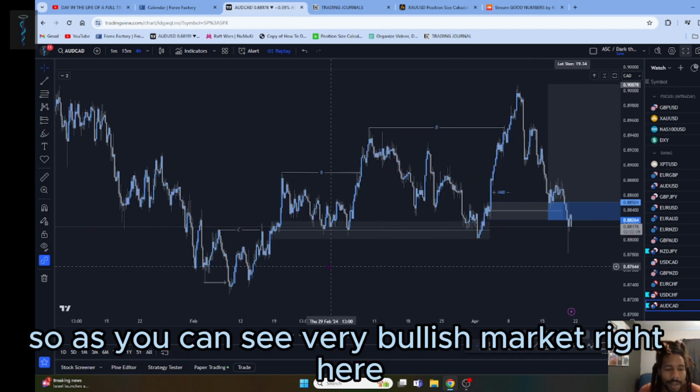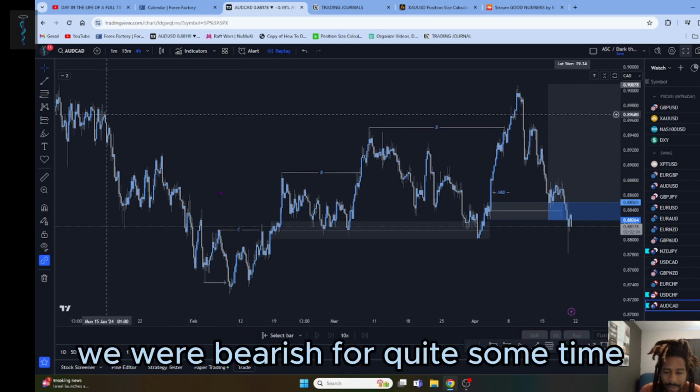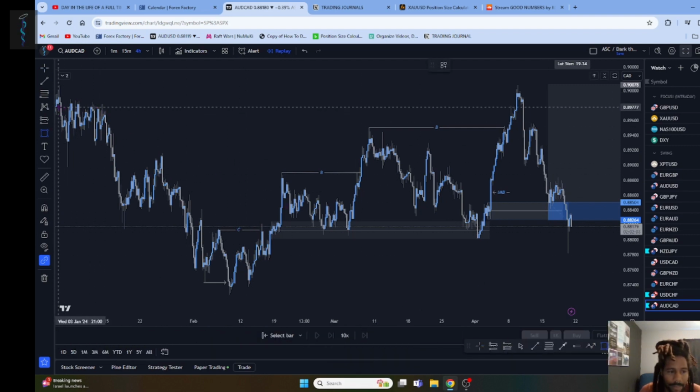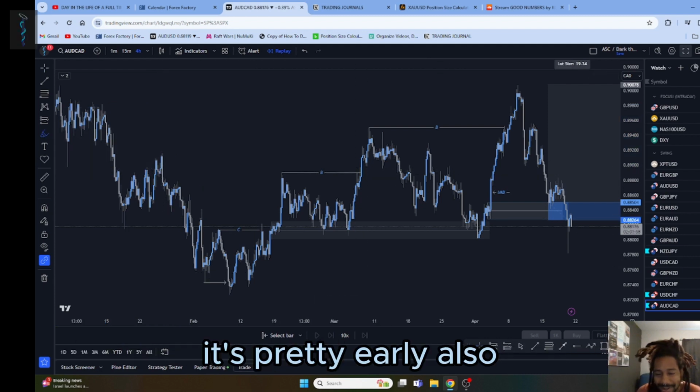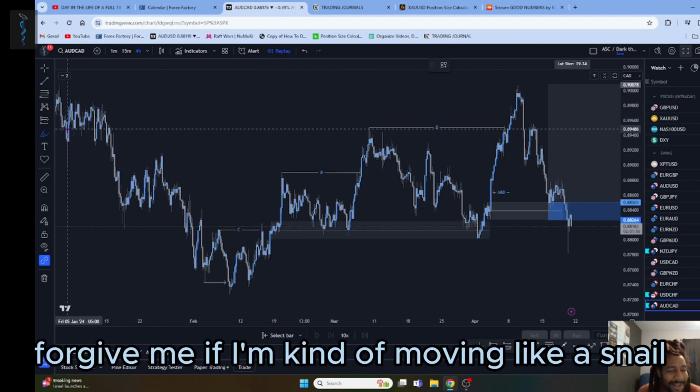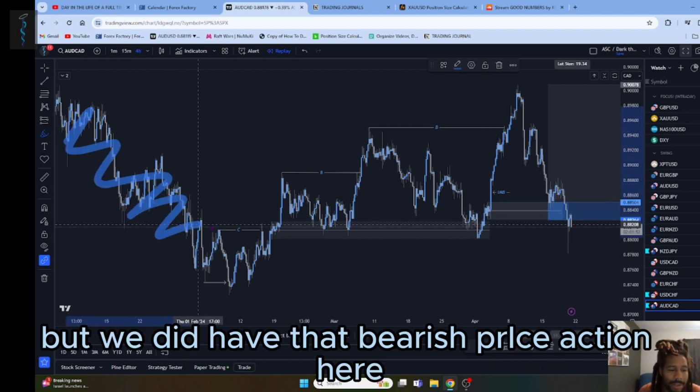As you can see, very bullish market right here. We were bearish for quite some time. Why do I keep grabbing the wrong thing? It's pretty early, y'all, so forgive me if I'm kind of moving like a snail. But we did have that bearish price action here.